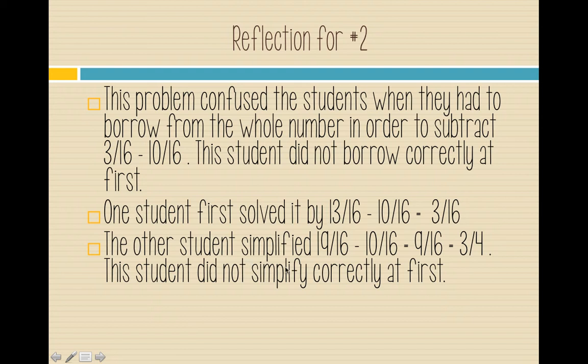The other student calculated 19/16 minus 10/16 equals 9/16, which is the right answer, but was confused and continued to simplify that into 3/4, which is incorrect. So they did not simplify correctly until I had to correct them of their work.